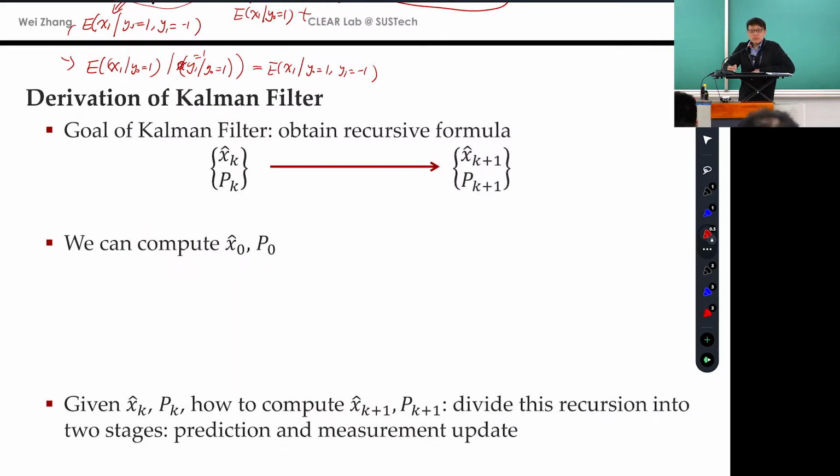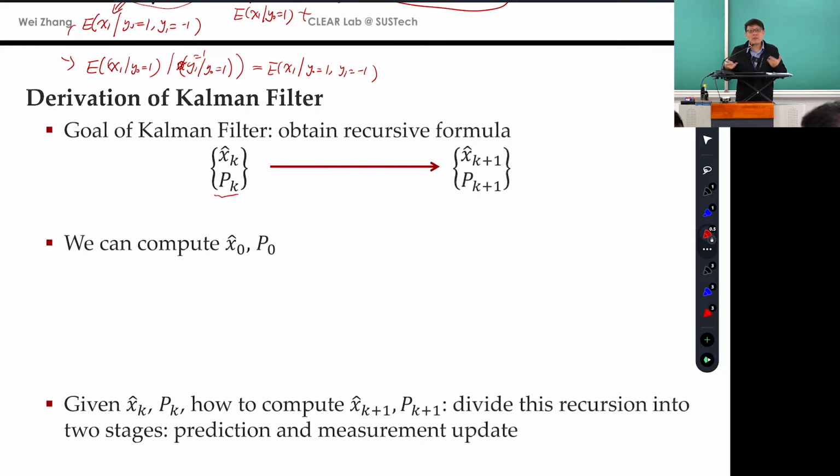Okay, so our goal, let's repeat our goal. Our goal is to find x_k hat. Also, because each time at a given y_k, x_k is Gaussian, how do we represent a Gaussian? You need mean and covariance. Okay.